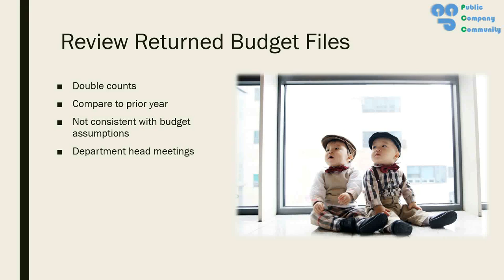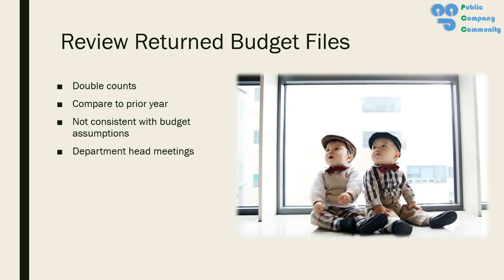Now, what I'm doing is I'm going through all of the returned files and I'm looking for double counts in numbers. So this would be something where it's recorded in one department and then maybe a department head didn't know that another department was recording that exact same cost. That's somewhat common in this first pass, and then possibly amounts that are inconsistent with the prior year.